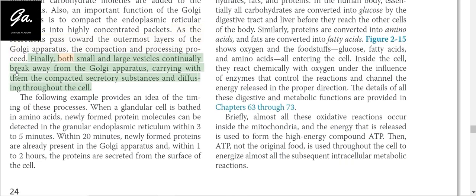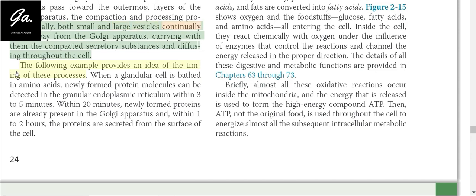Finally, both small and large vesicles continually break away from the Golgi apparatus, carrying with them the compacted secretory substances and diffusing throughout the cell. The following example provides an idea of the timing of these processes.